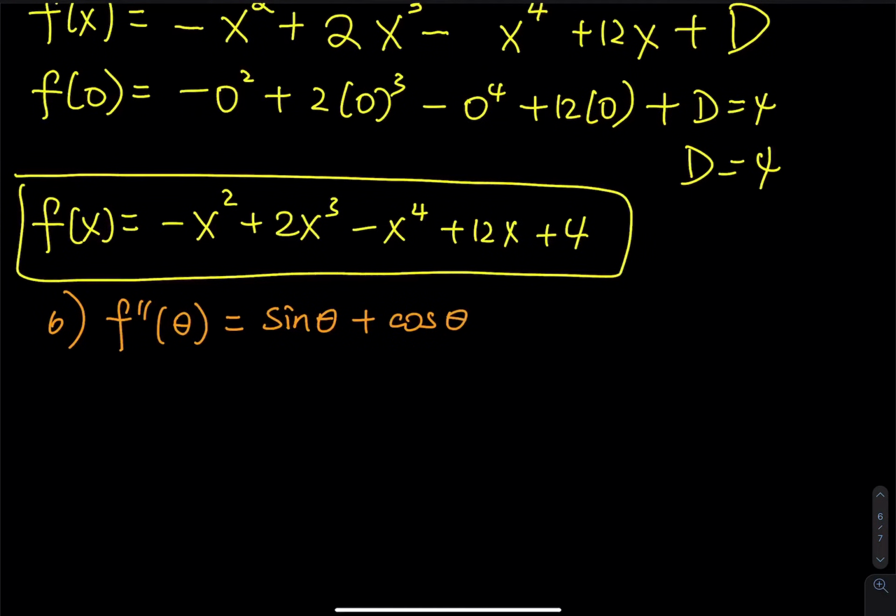So first, we have to find the first derivative. And then they also gave me an initial condition, right? They gave me that f prime of 0 is equal to 4. F prime of 0 is equal to 4.